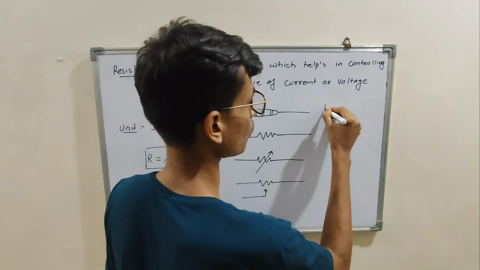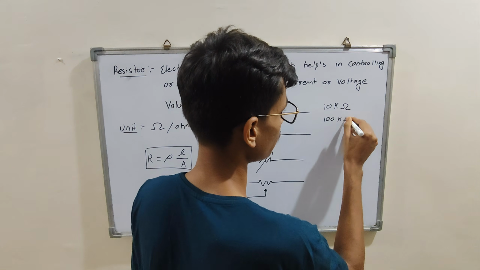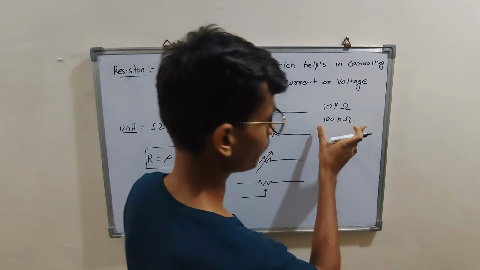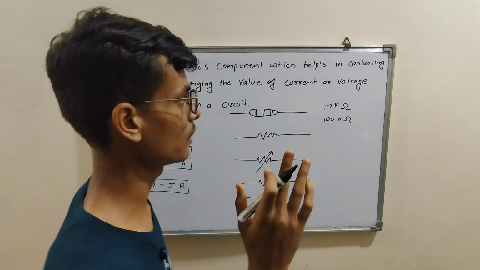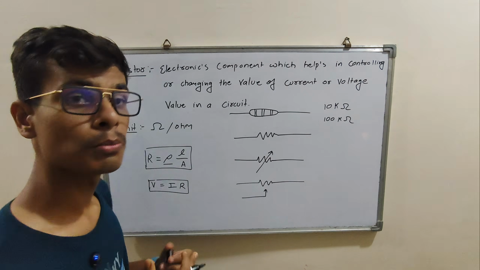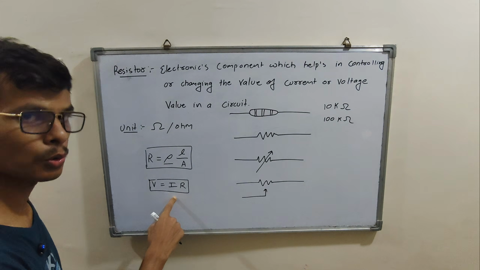For example, if I'm talking about a 10k ohm resistor or a 100k ohm resistor, these are a 10,000 ohm resistor and a 100,000 ohm resistor. There are different values of resistors, and different ranges of resistors are available based on different requirements. Most probably you are already familiar with this formula, which is Ohm's law.